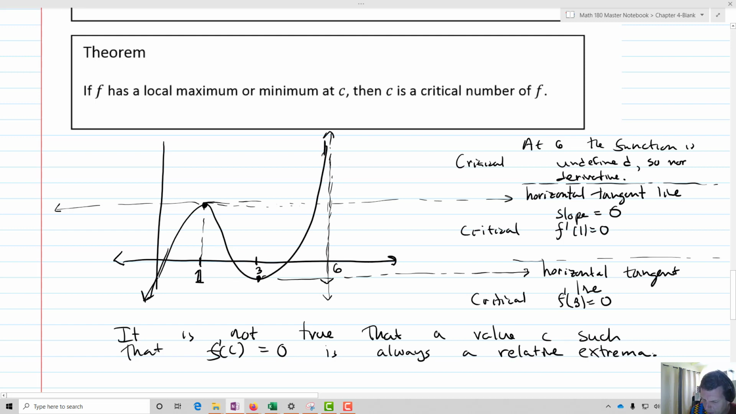So there are examples, and we'll take a look at one, in which this is not true. We want to get that just because the derivative at a certain point, say the derivative at 5 was equal to 0, does that necessarily mean that it's a local minimum or maximum? The answer is no, it doesn't. So let's take a look at an example.